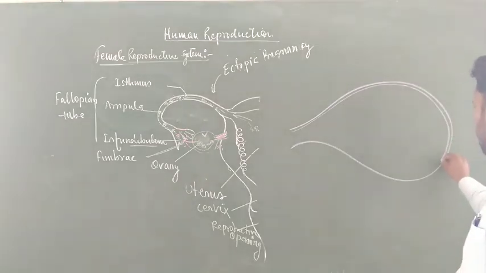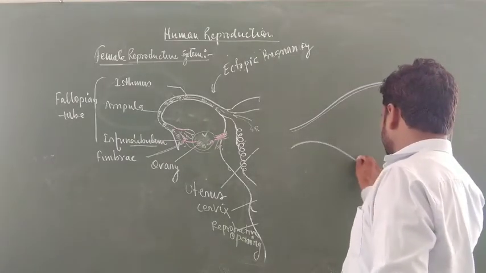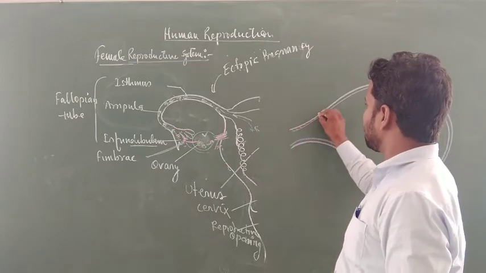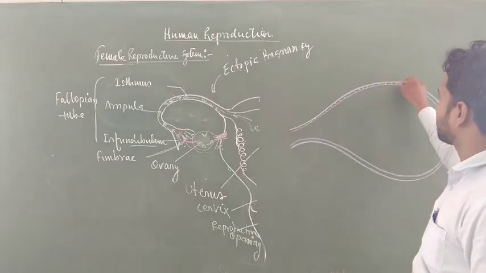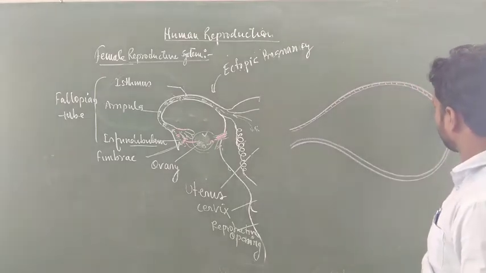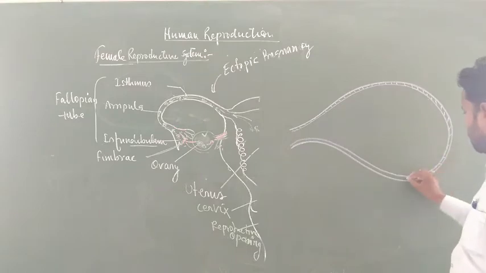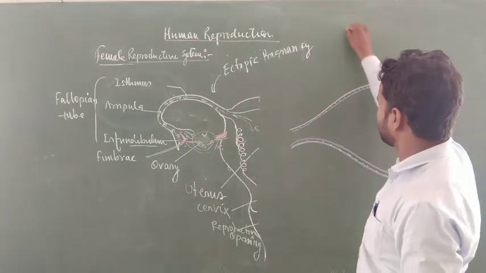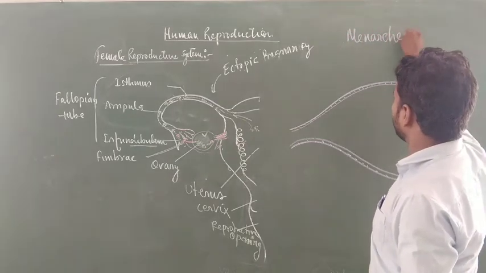a number of oogonia form by the first meiotic division at the time of fetal development. This means how many eggs a female is going to produce in her life is fixed. In the case of females, some conditions are observed, called menarche and menopause.